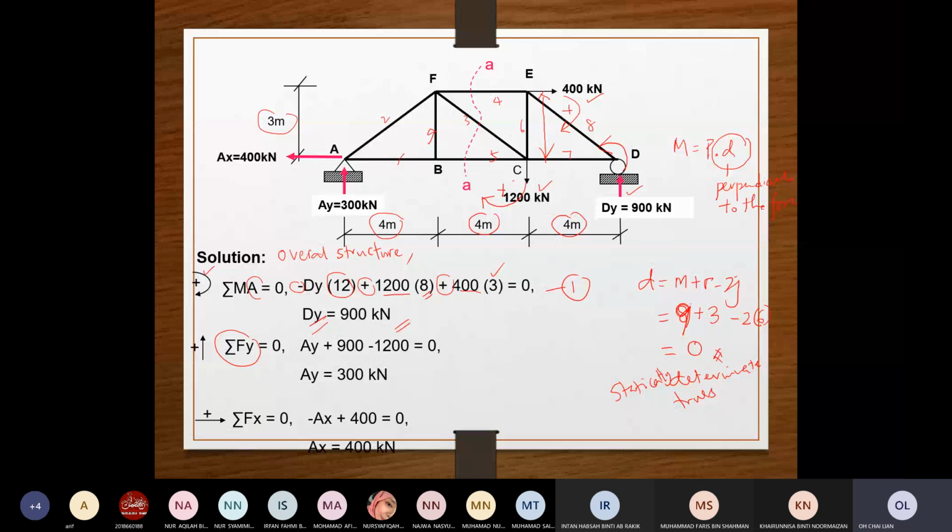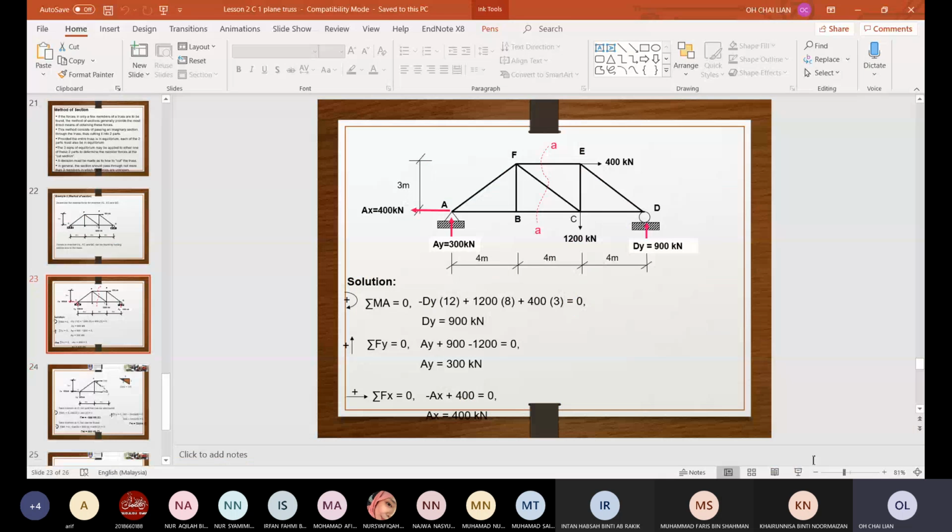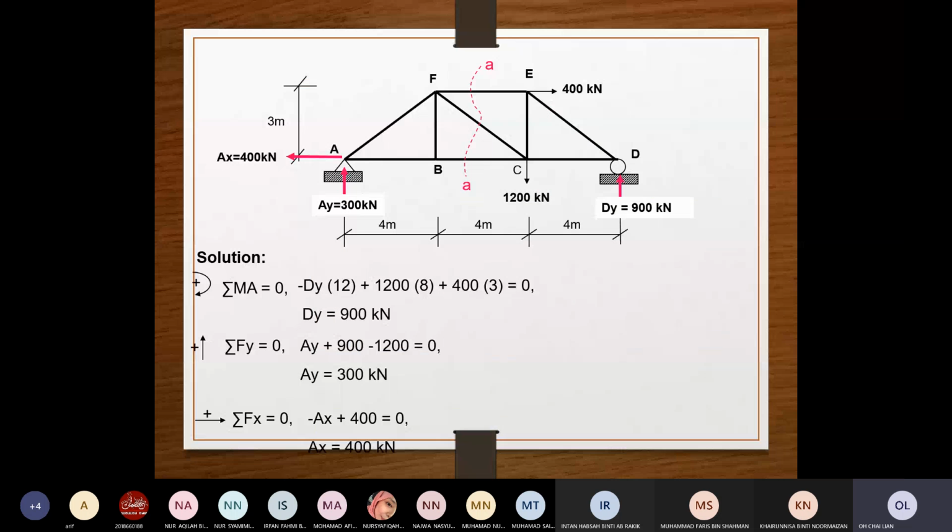I think this is just too messy. I need to discuss this and then go back. So now from here, I'm going to move a bit faster. Now for Fy, we talk about the vertical force. We have to identify the vertical forces. So summing this up, Ay plus 900 minus, because this is going down, equal to 0. So you can solve Ay.